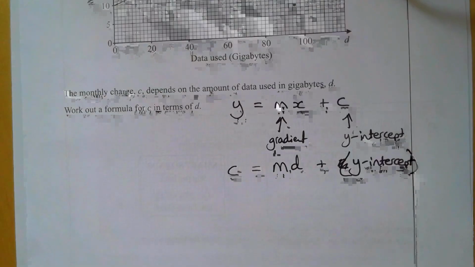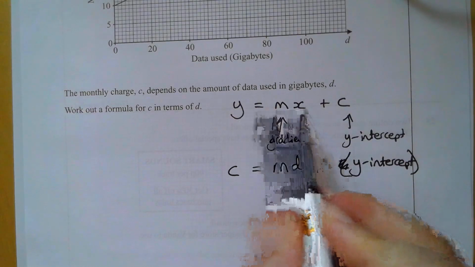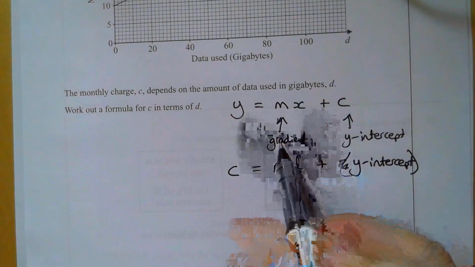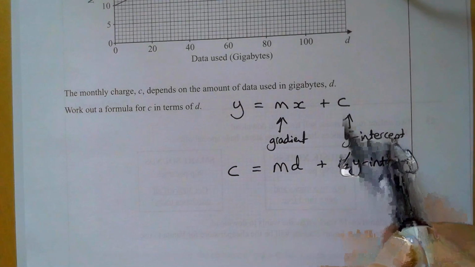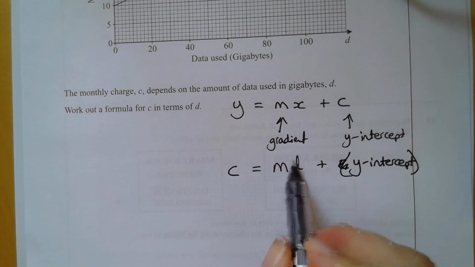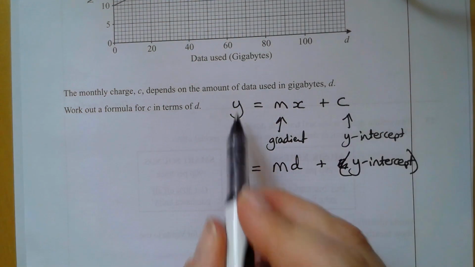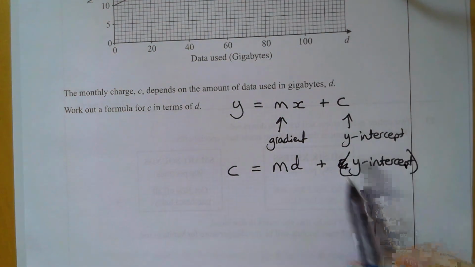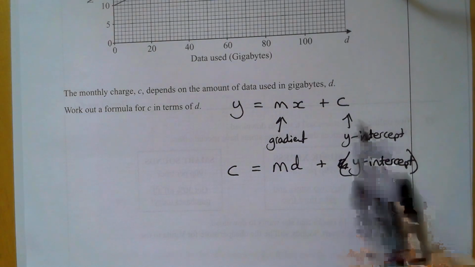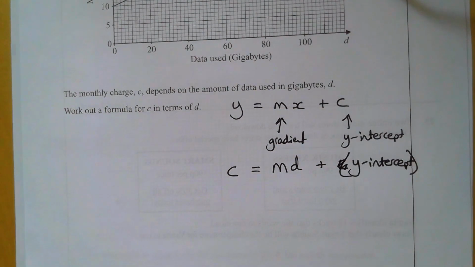I'm just going to put it in brackets to show it's the y-intercept. Okay, so y equals mx plus c is the equation of a straight line. M is the gradient, c is the y-intercept. We have to replace the x with a d. We have to replace the y with a c, and so what I've done is, because it's a different c to the y-intercept, I've just called it something else.